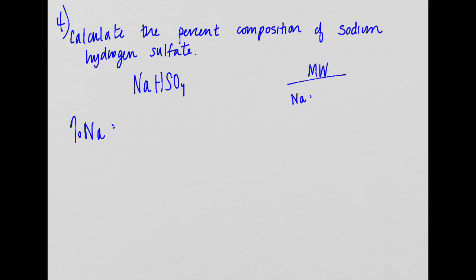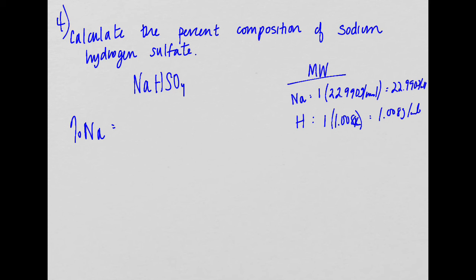Sodium has a molecular mass of 22. Well, let's do 1 sodium times 22.990 grams per mole, which gives us 22.990 grams per mole. Then we have hydrogen. We have only one hydrogen, so that's going to be 1.008 grams per mole. And then we have sulfur, just one sulfur, which is 1 times 32.06 grams per mole.